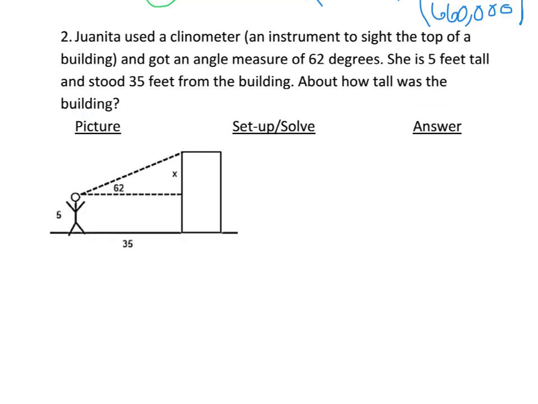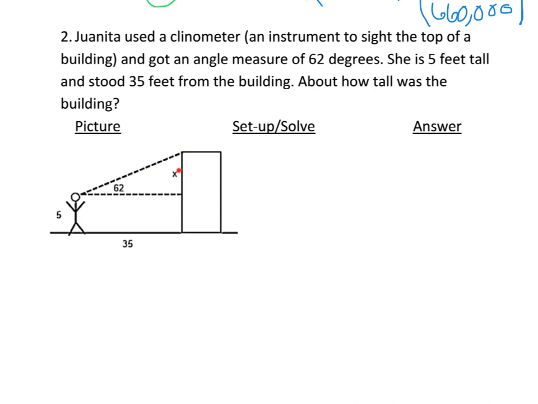Juanita used a clinometer, which is an instrument to sight the top of a building, and got an angle measure of 62 degrees. She is 5 feet tall and stood 35 feet from the building. About how tall was the building? So looking over here, we see that she is 5 feet tall, standing 35 feet from the building, and when she holds that device up and looks, she can see that this angle from here to here, so to the top of the building, is 62 degrees.